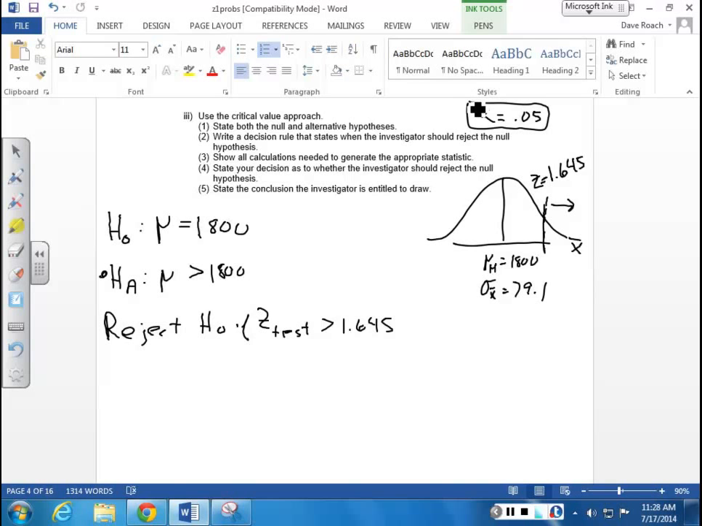Remember, in statistics, you can't be certain, you can be confident, you can state the amount of error that you're willing to accept. In this case, we're willing to accept being wrong 5% of the time.